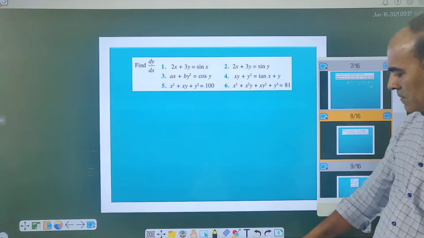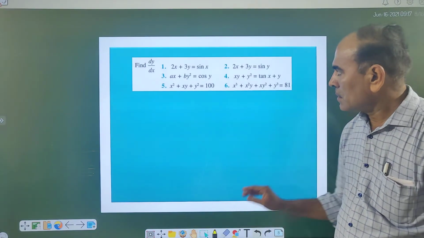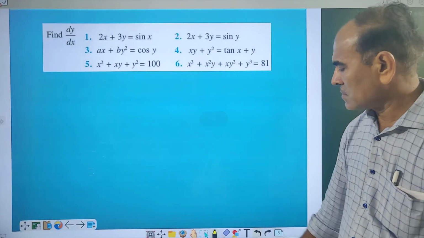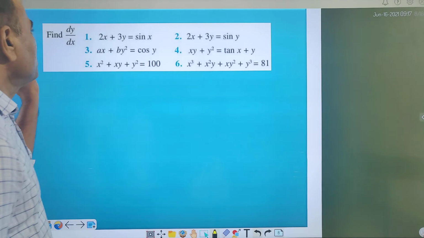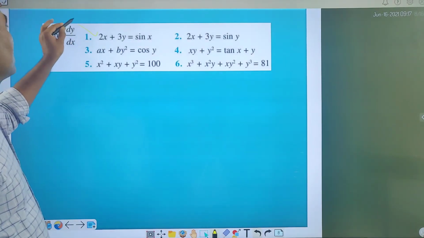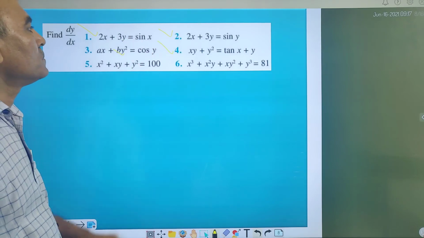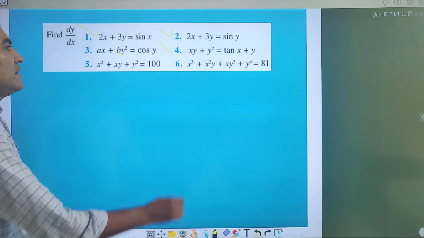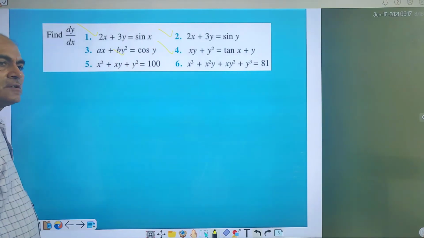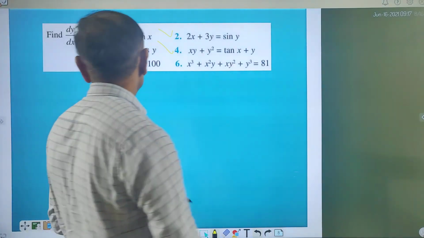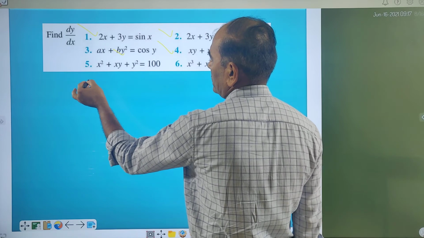Let us see. Find dy by dx. These are all implicit functions. Now see, very simple forms are there. So I would like to leave the first, second, third and fourth for you. I would like to solve the fifth and sixth. Just take differentiation on both sides, nothing else.